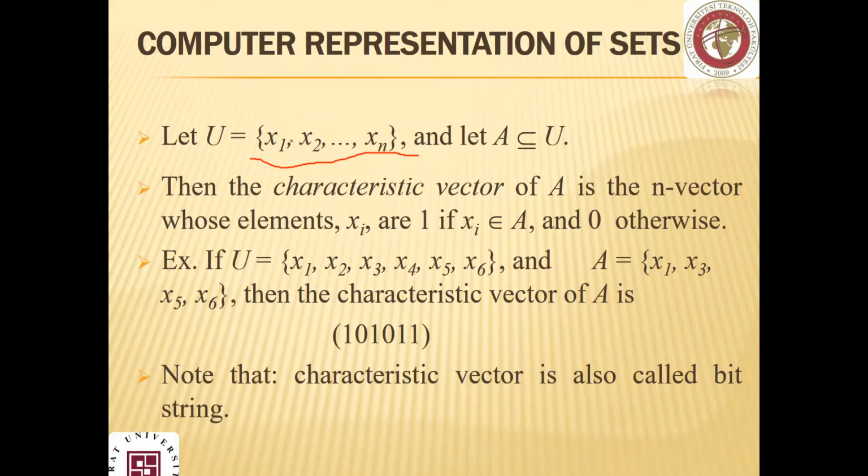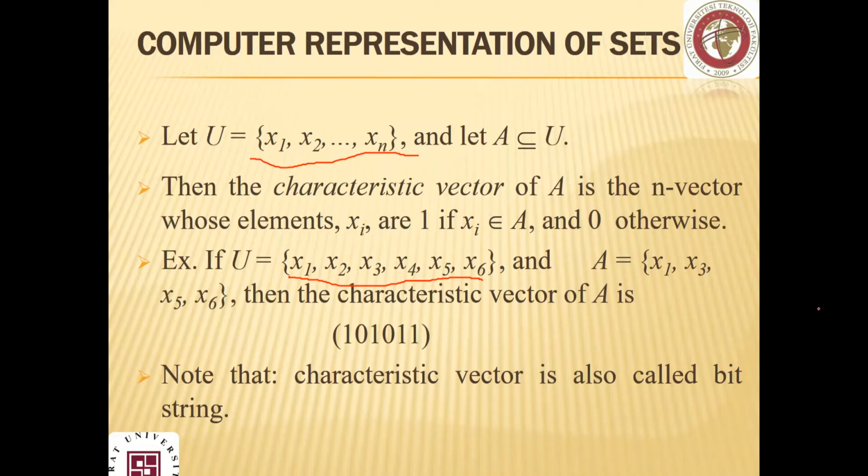If you have x1 in A, you represent it by 1. If you don't have it, you represent it by 0. Now look, let's say the universal set is x1, x2, x3, x4, x5, x6. So we have from x1 to x6 the universal set elements. And at the same time, we have the subset A: x1, x3, x5, x6. So now we have these 4 elements in A. If we are going to represent the characteristic vector of A, what we are supposed to do is like this.